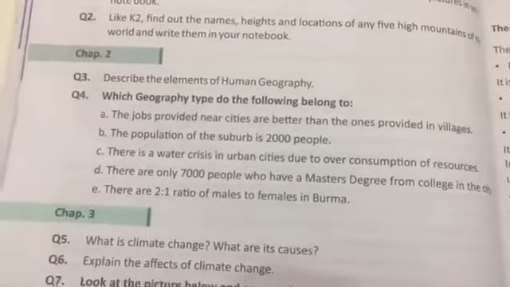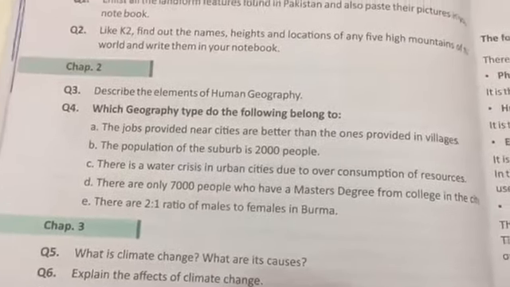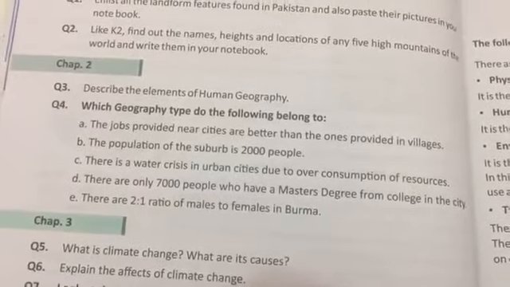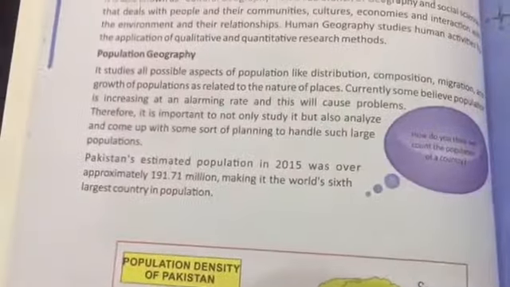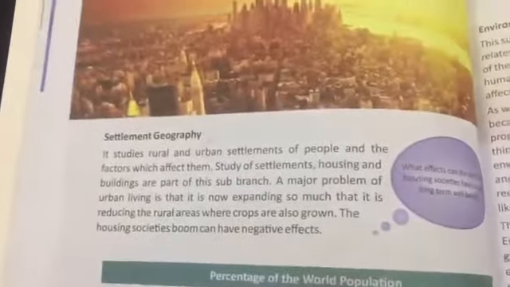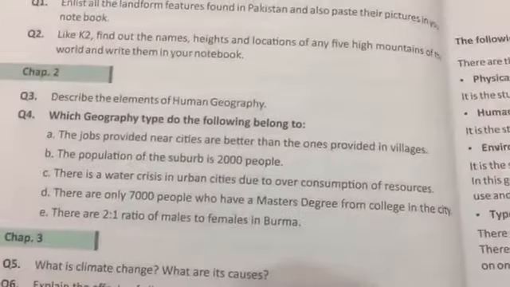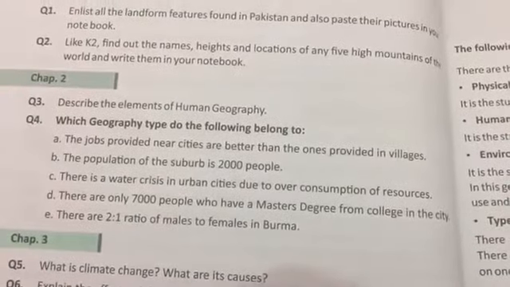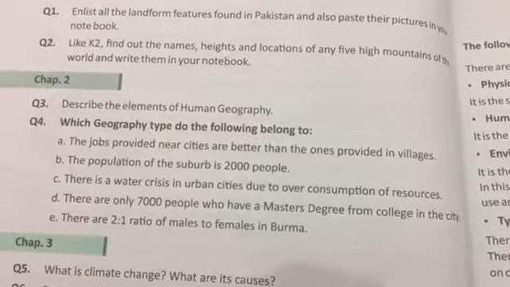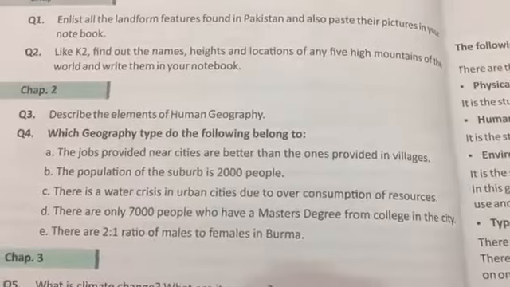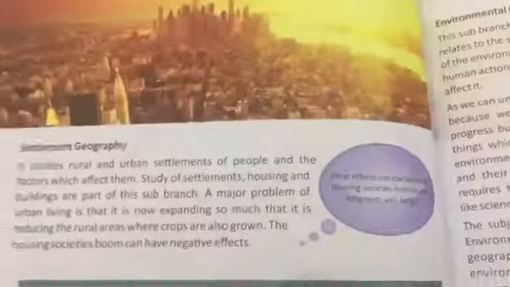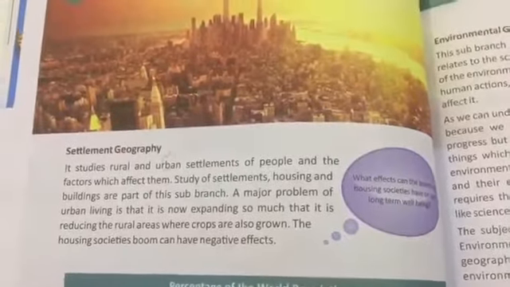Then question number 4 is: which geography type do the following belong to? So you have to read all these and state whether these are from population geography or from settlement geography. For example, the jobs provided near cities are better than the ones provided in villages. So this belongs to settlement geography, right?